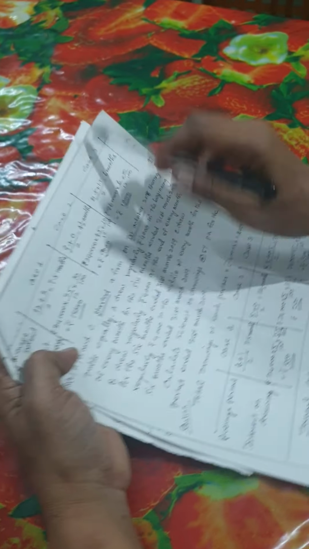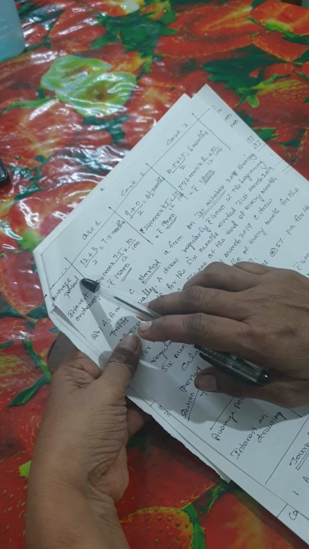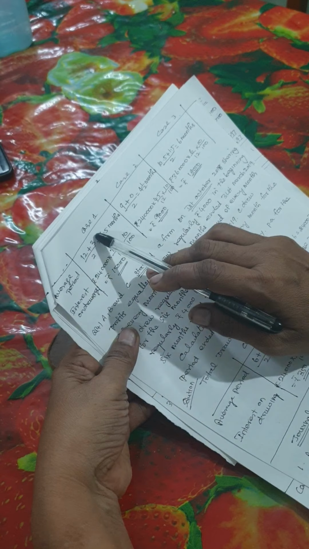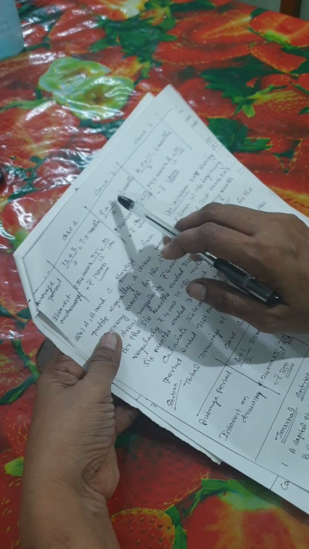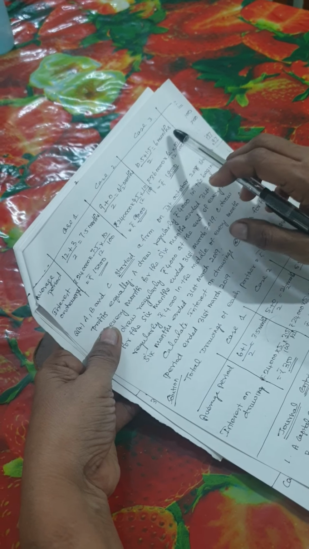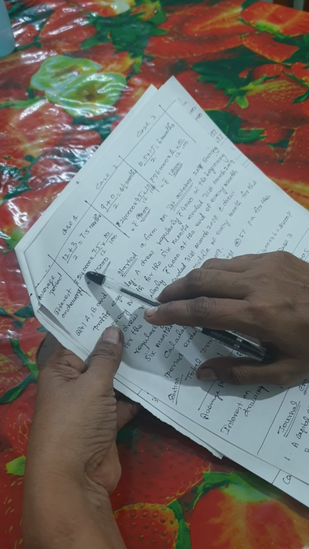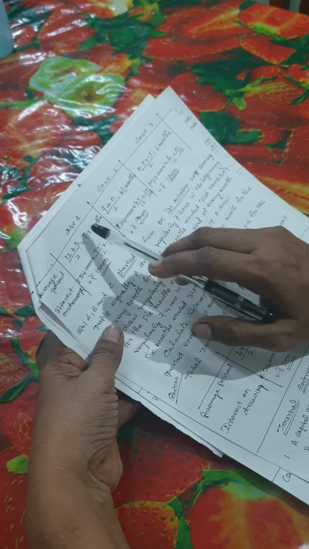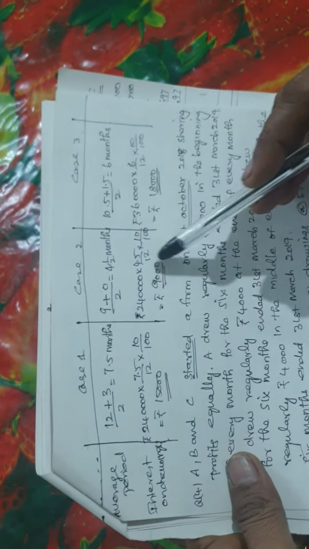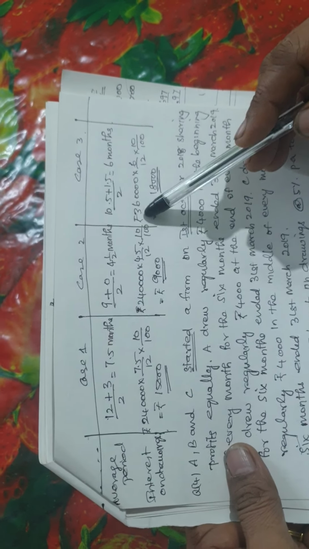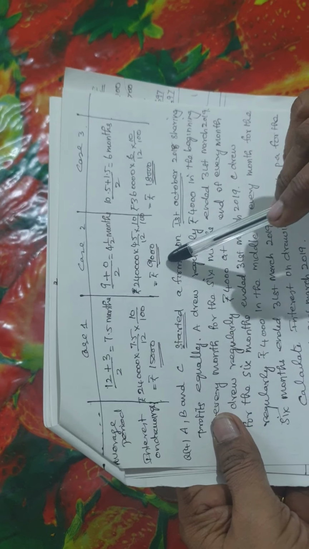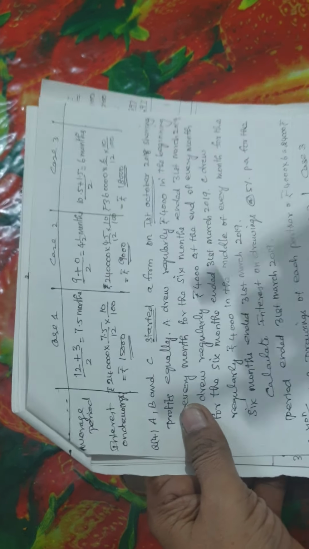Here case 1, case 2, case 3 I have written. Average period as usual using the formula I have calculated. You can verify. 12 plus 3 by 2, 7.5. 9 plus 0 by 2, 4.5. 10.5 plus 1.5 by 2, 6 months. So interest on drawings will be 2,40,000 into 7.5 by 12 into 10 by 100. Here 2,40,000, here 4.5 by 12. Here the 3,60,000, 6 by 12 into 10 by 100. So you get 15,000, 9,000 and 18,000.